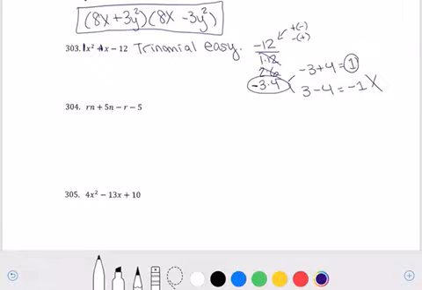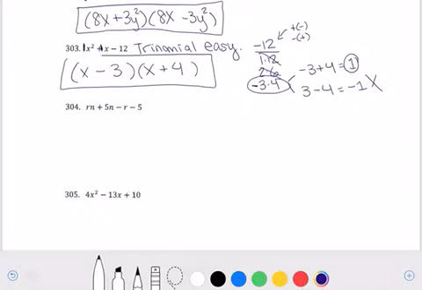Because this is trinomial easy, all you have to do is set up your two sets of parentheses. X goes in the front of both of them, and I have a negative 3 with one of the x's and a plus 4 with the other one. If you wrote x plus 4, x minus 3, that is also correct. And this is your final answer.